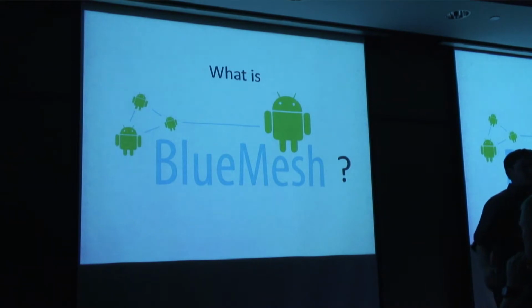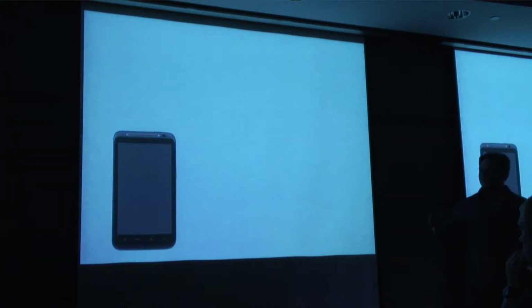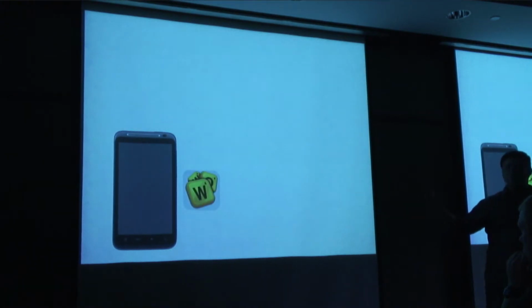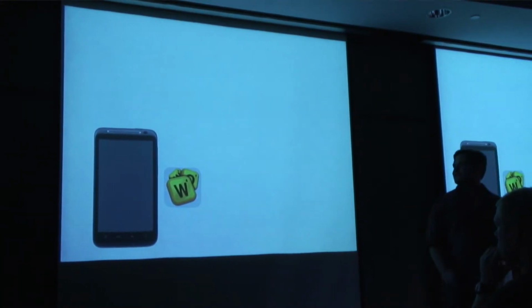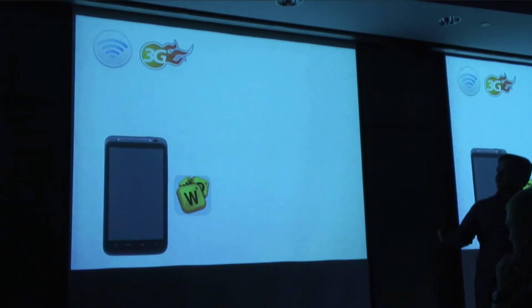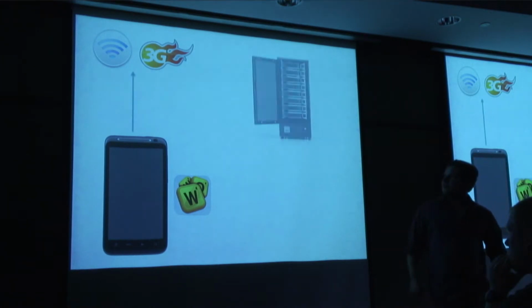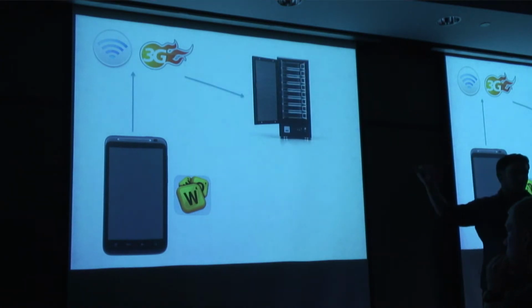Alright, so for those of you who weren't here last semester, I'm going to try to go through this real quick, but what is Blue Mesh? Typically you get your new Android phone and you want to play Words with Friends. You have kind of two options here of how you're going to do this. You're either going to do it through 3G or through Wi-Fi.